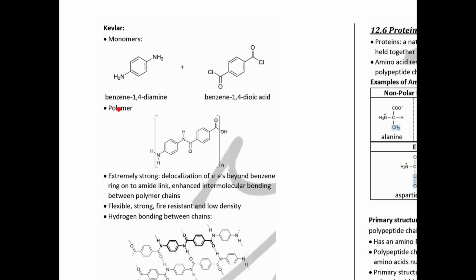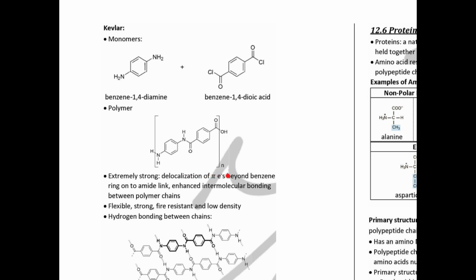So when they want to form polymer, what happens is the Cl will join up with the H to form HCl. Then the NH will join with the CO to form this NHCO structure. Okay, so then this is the polymer, which is known as Kevlar. Extremely strong. So why extremely strong? You can see the reason is here.